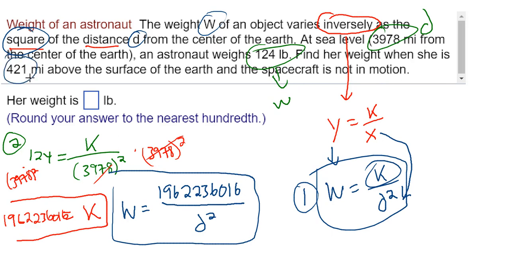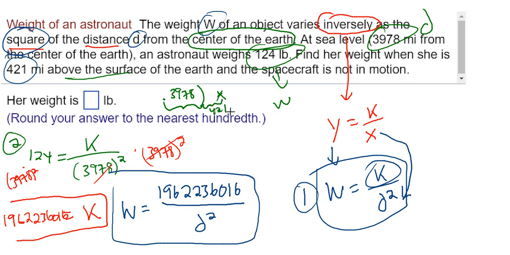Now you might think, okay, there's my distance, 421. But remember, the distance D is measured from the center of the Earth, not from above the surface of the Earth. So think about it: here's the center of the Earth, here's the surface of the Earth. The astronaut is above the surface, so here's where the astronaut's located. The distance from the center to the surface is 3,978 miles. That's the information given here to sea level, right? And then the astronaut's an extra 421 miles above that.